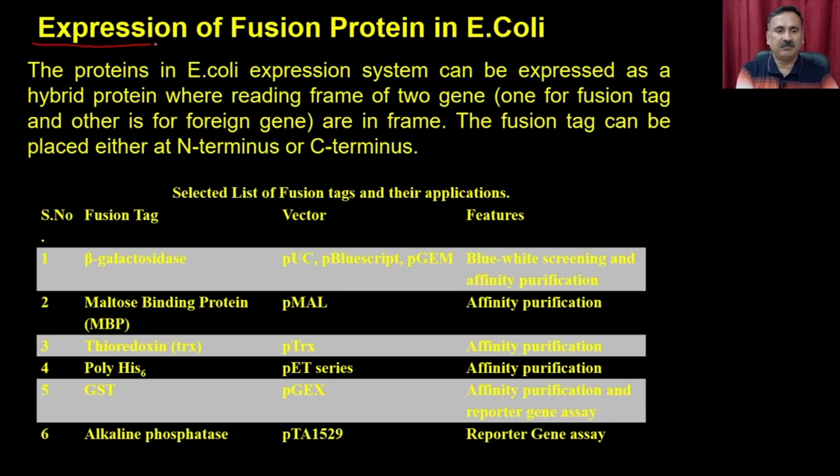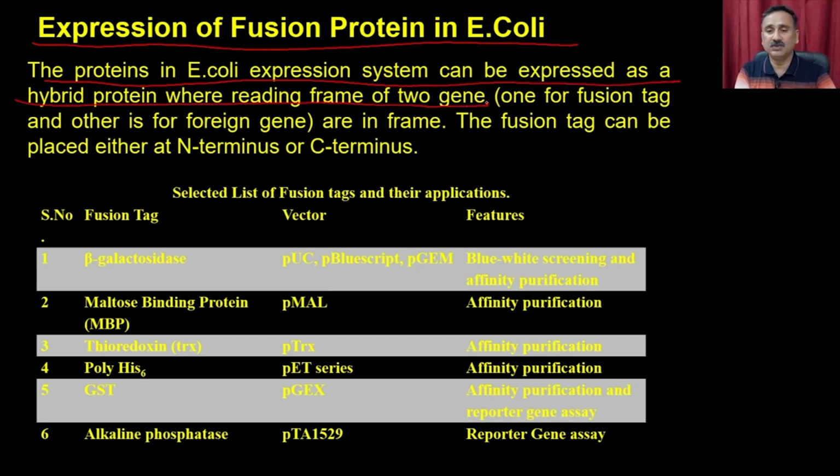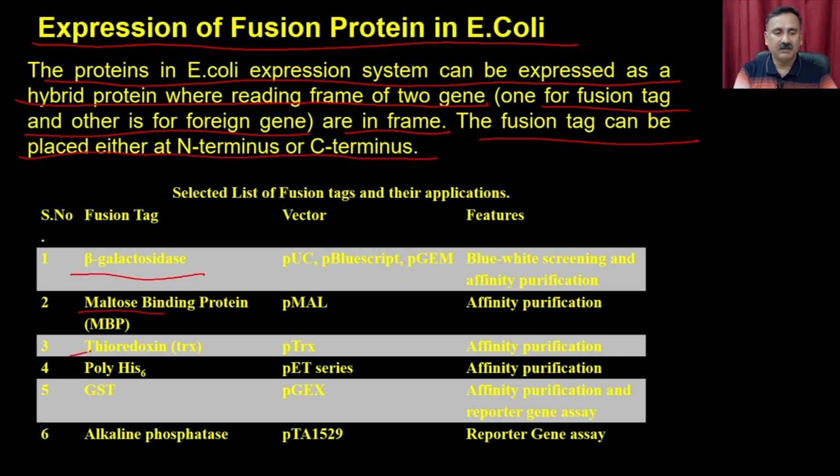Then we have the expression of fusion proteins in E. coli. The protein in the E. coli expression system can be expressed as a hybrid protein where the reading frames of the two genes, one for the fusion tag and the other for the foreign gene, are in frame. The fusion tag can be placed either at the N terminus or the C terminus. These are some of the fusion tags: beta-galactosidase, MBP, thioredoxin, polyhistidine, GST, and alkaline phosphatase, and these are the vectors you can use for tagging.